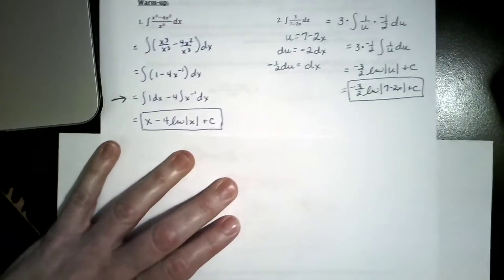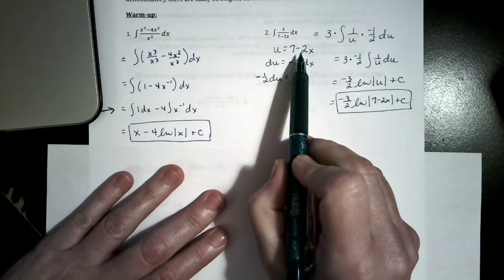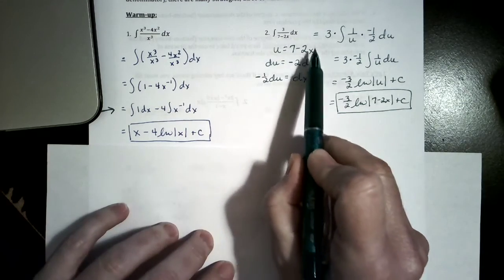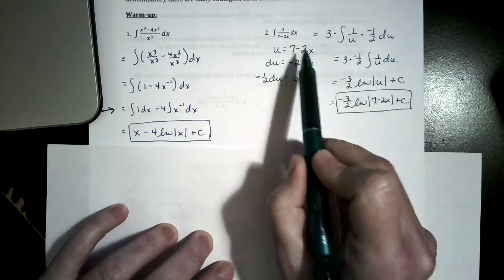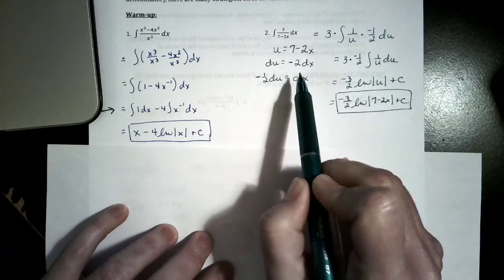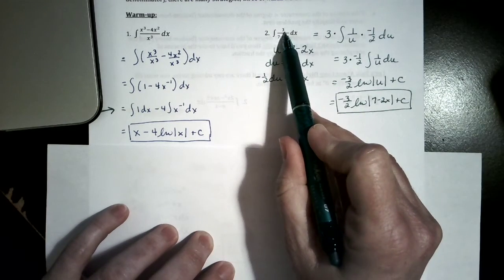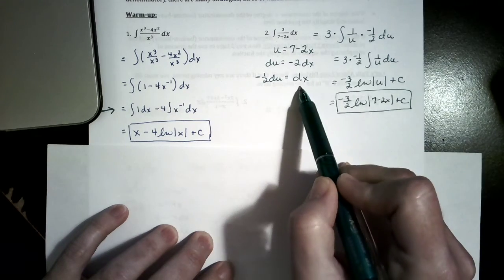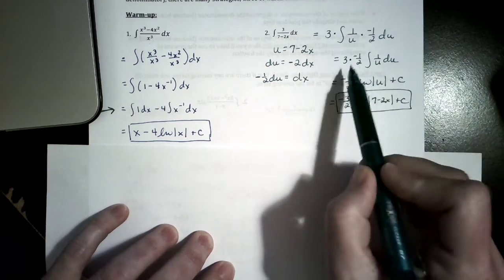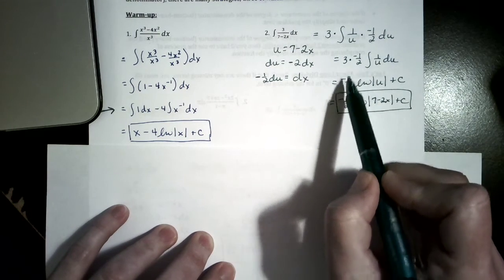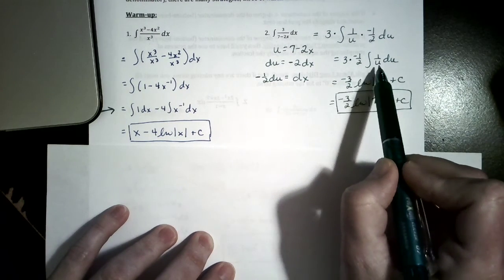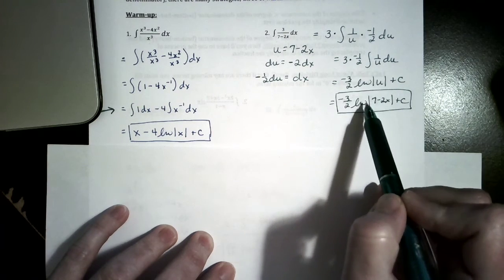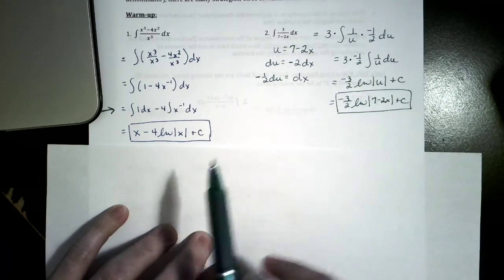For number 2, I let u equal 7 minus 2x. Du is negative 2 dx. Negative 1/2 du is equal to dx. Hopefully you're starting to recognize some patterns here after doing these. You can almost kind of start to do these in your head. I pulled the 3 out from the top so that it's 1 over u times negative 1/2 du, right? Dx got replaced with negative 1/2 du. I pulled the negative 1/2 out. 3 times negative 1/2 is negative 3/2. The integral of 1 over u is the natural log of u. And since it's an indefinite integral, I have to replace that u with 7 minus 2x. Don't forget the plus c.